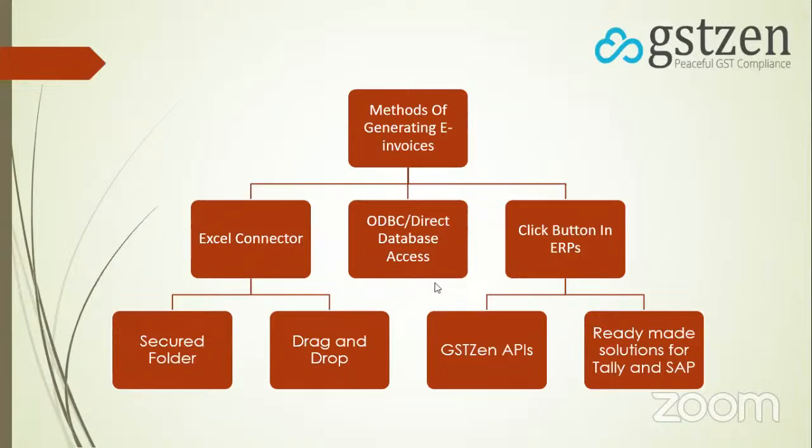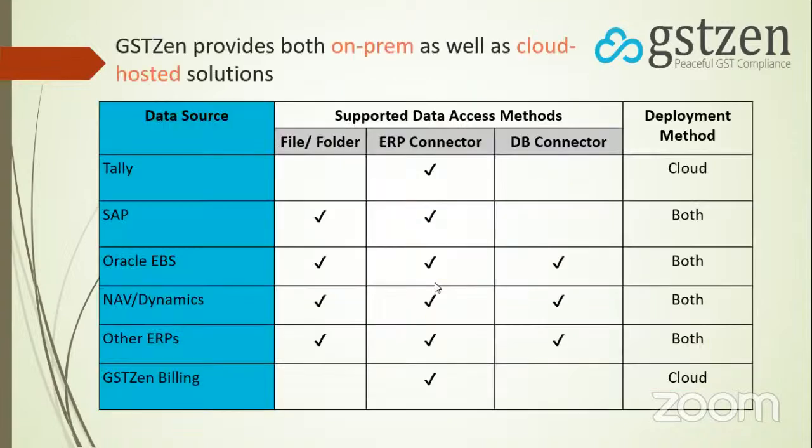Then we also provide the service of directly linking your database with GST Zen, that is your direct database access and ODBC. We have custom-made solutions for Tally and SAP. We provide APIs which the software developers can use to link their own software with GST Zen, so that they can generate directly from the software. They would not need to come to GST Zen to generate their e-invoice. Directly, you can link your own software to GST Zen.